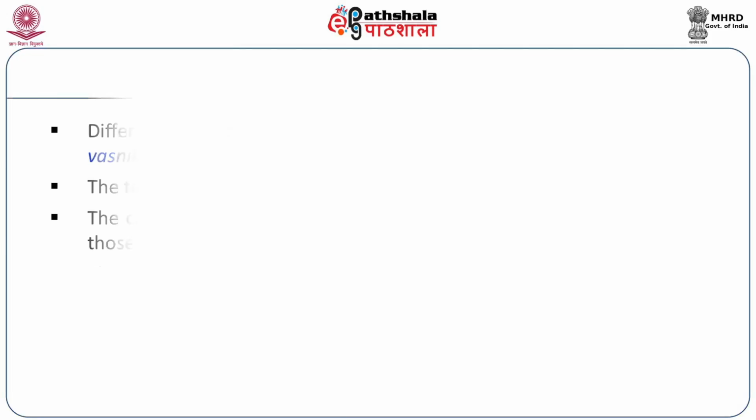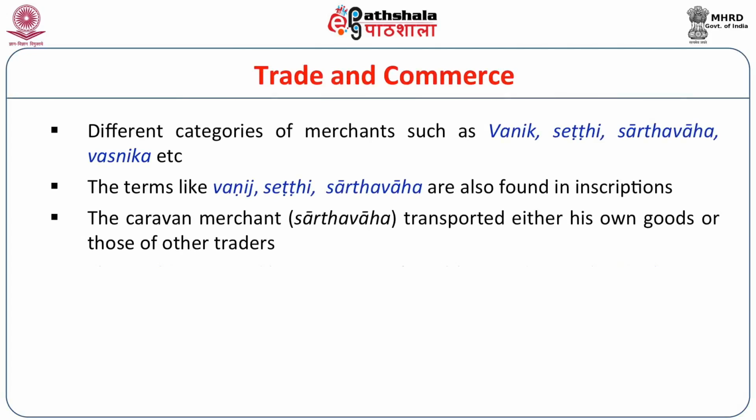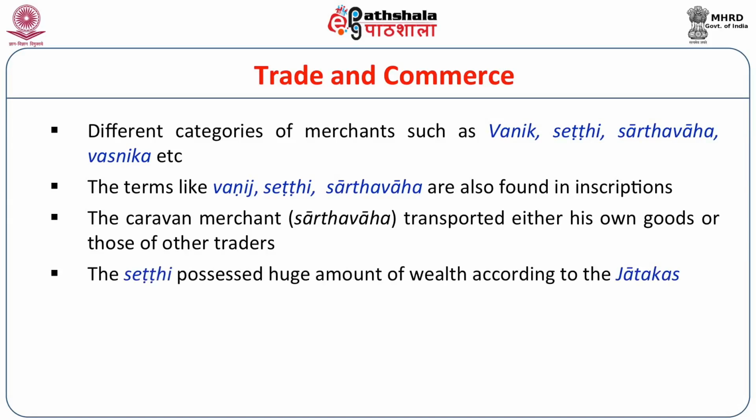of the Sātavāhana time. So, inscriptions have also been taken into account, and that is why we have mentioned here these terms Vanij, Sethi and Sātavāhanas. All these are figuring in the inscriptions also. The caravan merchant Sātavāhana transported either his own goods or those of other traders. The Sethi possessed a huge amount of wealth according to the Jatakas.